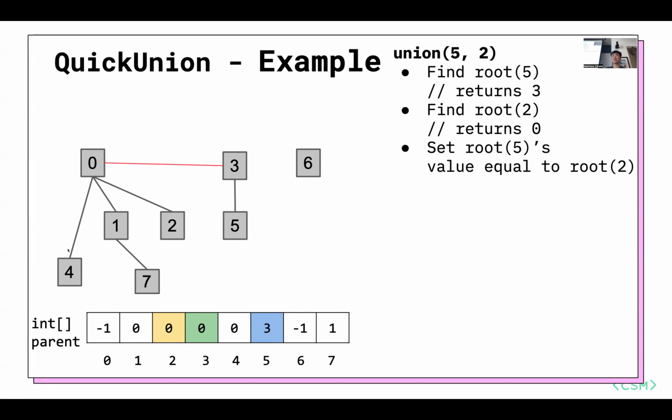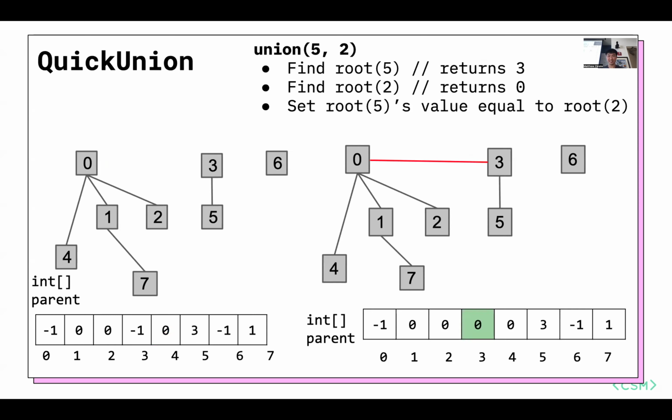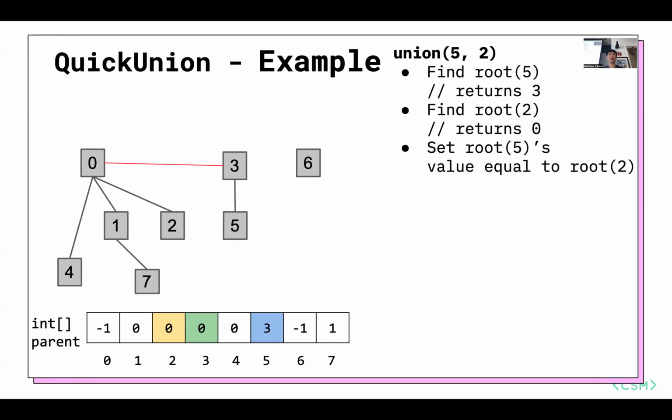Yes. Yes, exactly. We'll see why this can be bad in a quick second. Did you attach it to the bigger tree? We're going to take size into account when we go into weighted quick union. So this is a bit more of a naive implementation so far. Good question.